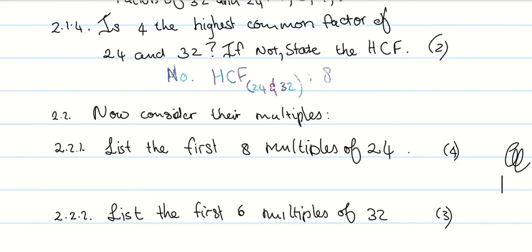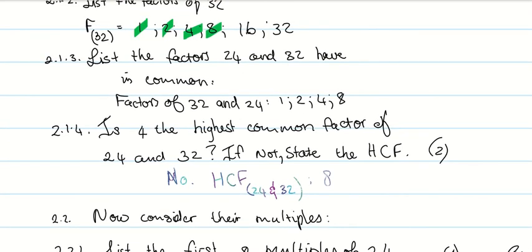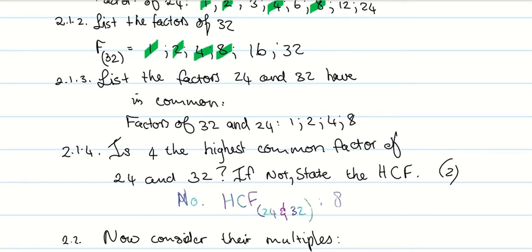the answer to number 2.1.4 is for the highest common factor of 24 and 32. If not sure, state the HCF, and the HCF stands for highest common factor. All right, and then when we looked at the common factors of 24 and 32, we actually saw we had 1, 2, 4, and 8. Now, what is the highest between 1 and 2? 2. And what is the highest between 2 and 4? 4. And what is the highest between 4 and 8? 8. So what is the highest? 4 cannot be, unfortunately, the highest.